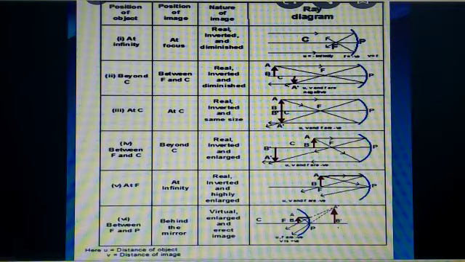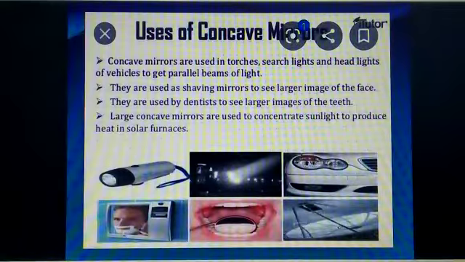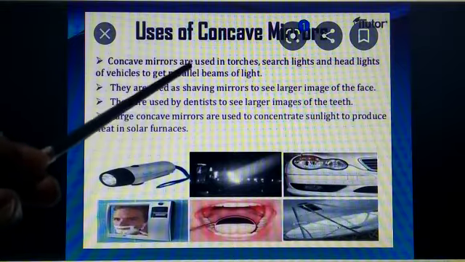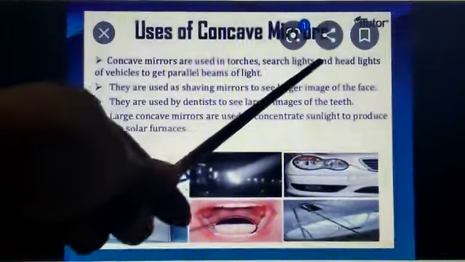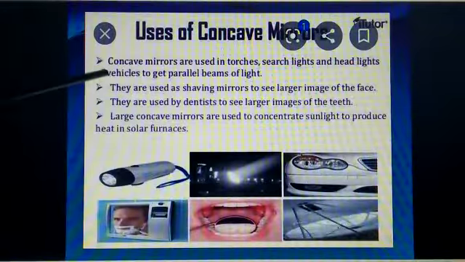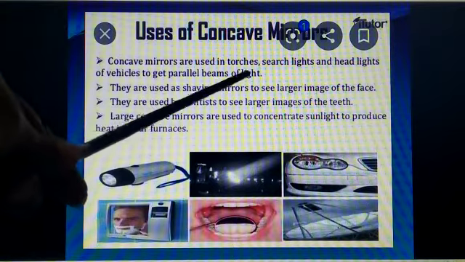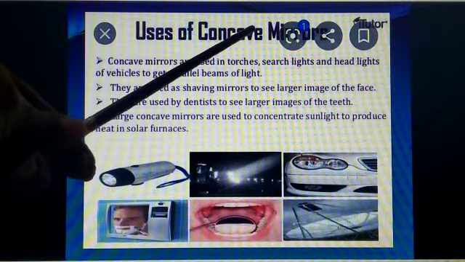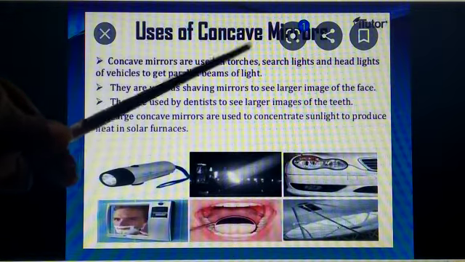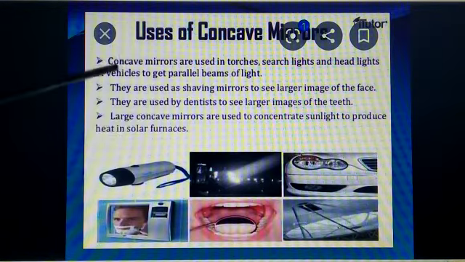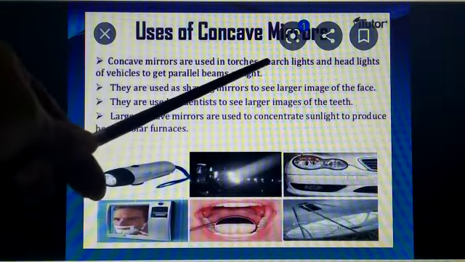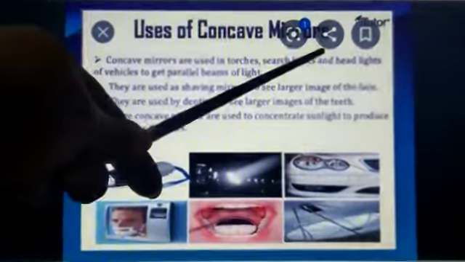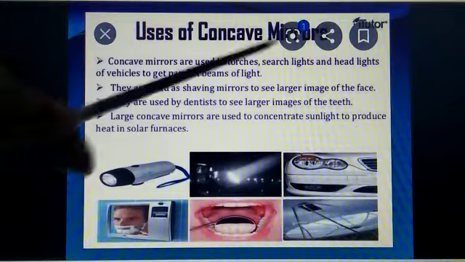Next, we can see the uses of concave mirrors. Concave mirrors are used in torches, searchlights and headlights of vehicles to get a parallel beam of light. Because a concave mirror is a converging mirror, it will give a beam of light. So that is the first use. We can use it in torches, searchlights and headlights to get the beam of light.